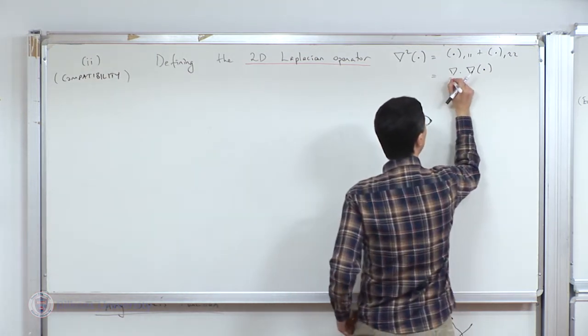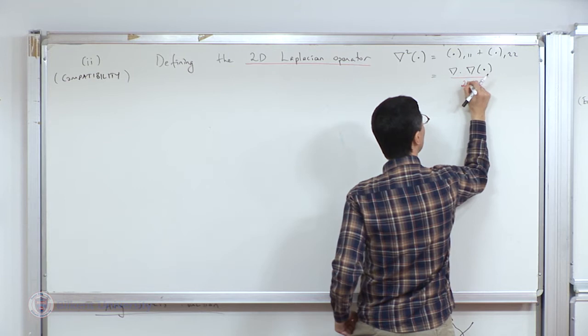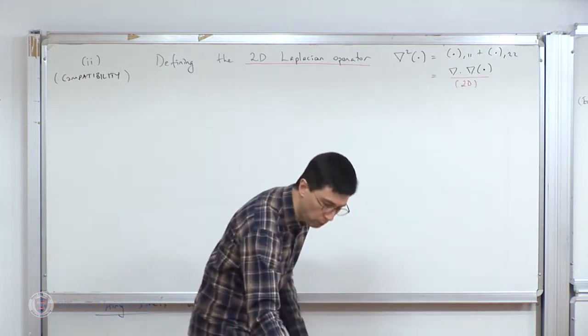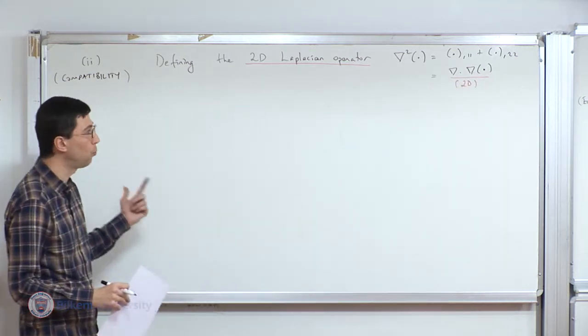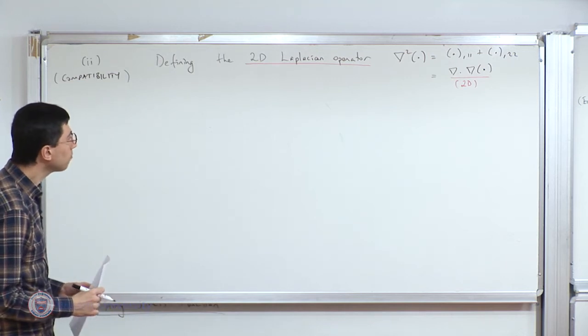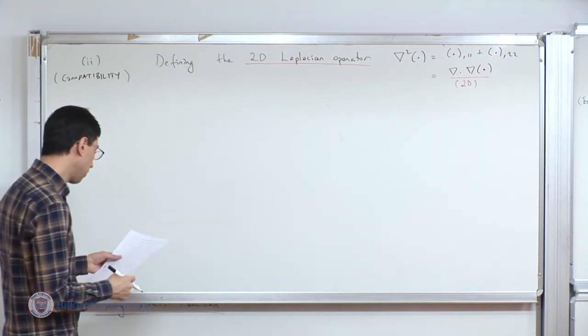And again, you should remember that whenever I write these gradients, we are in an intrinsically 2D world. So it's only with respect to coordinates x1 and x2. Okay. So that is the definition of the Laplacian.